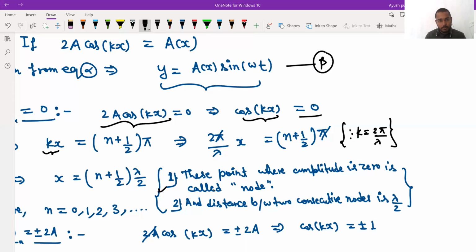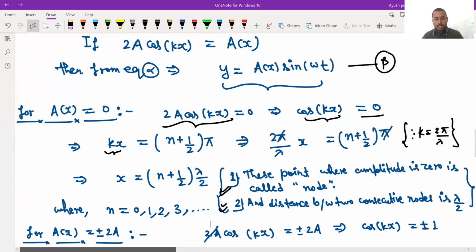This is point number 1. And the second point I have written: the distance between two consecutive nodes. Consecutive nodes means the amplitude should be 0 at those points. So the distance between two consecutive points where the amplitude is 0 is lambda by 2, which we have just derived, and the distance between two consecutive nodes will also be lambda by 2. I hope you have understood this point.